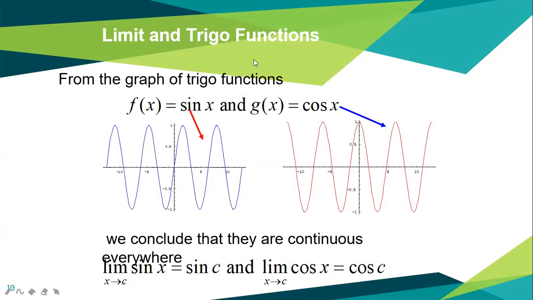So the limit of trigonometric functions: this graph is the function of sine x, and this graph shows the cosine function. We conclude that they are continuous everywhere, and the limit of sine x as x approaches c is equal to sine c, and the limit of cosine x as x approaches c, since c is a constant, is equal to cosine c.